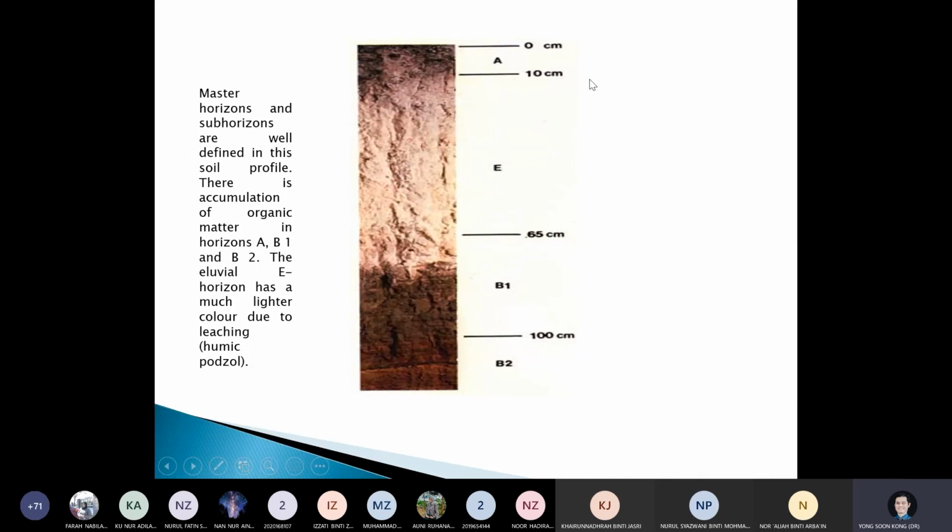And for your information, most of the Malaysian soil is actually podzol, spodosol, we call it. Because when you look around you, most of the soil in Malaysia is actually red or yellow. If it's red, it has a little bit of iron, but if we have less iron, it's actually yellow in color. So these are the most common soils in Malaysia.